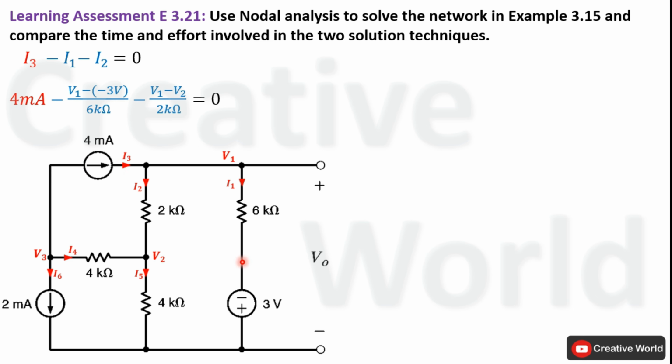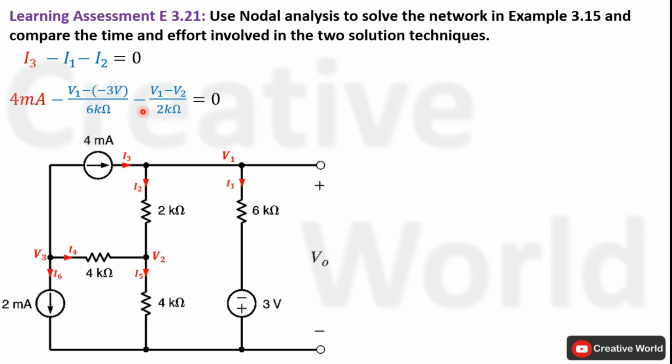On this node, voltage V1 is appearing and here minus 3 volt is appearing. Because the direction of current is downward, it means this voltage is considered higher than this minus 3 voltage. So the difference of these two voltages will be taken in this term, that this voltage will be subtracted from V1. So the equation of current I1 will become V1 minus (minus 3) divided by 6 kilo ohm. Next, current I2 will be equal to V1 minus V2 divided by 2 kilo ohm.